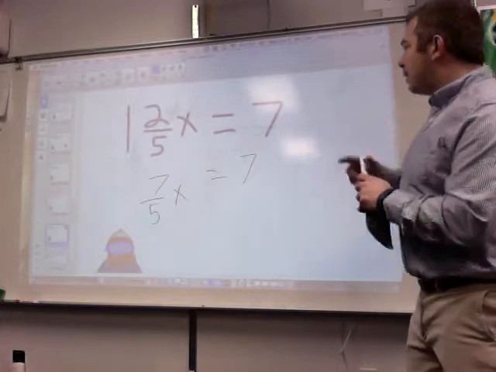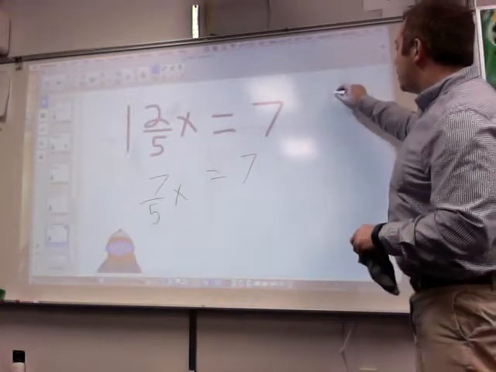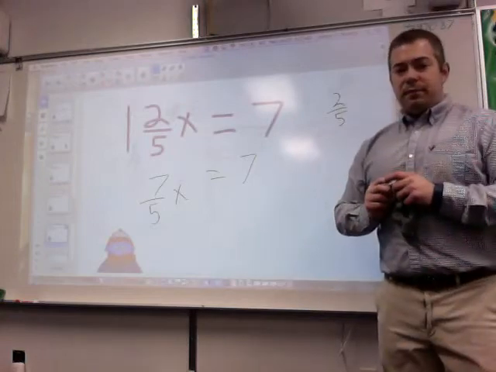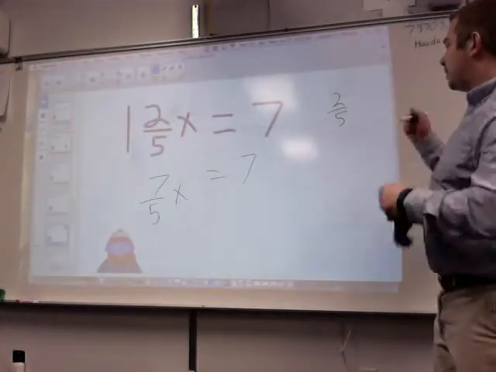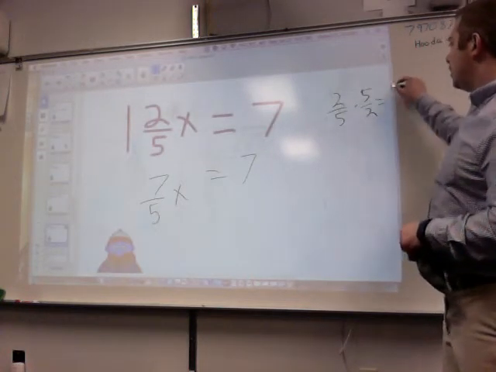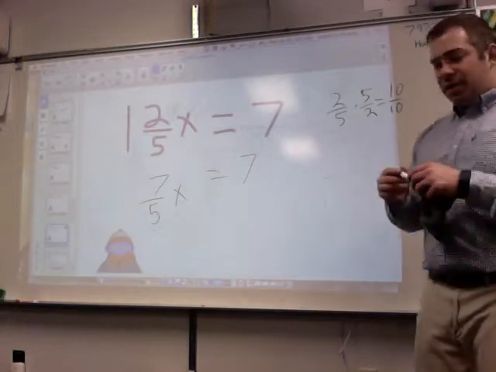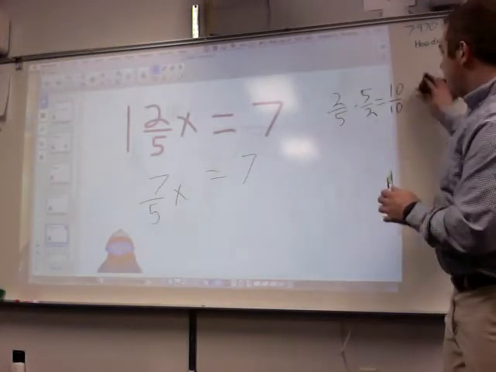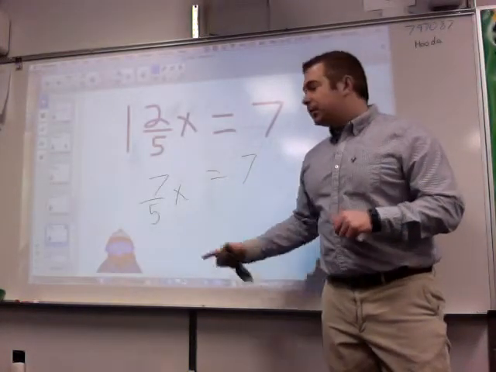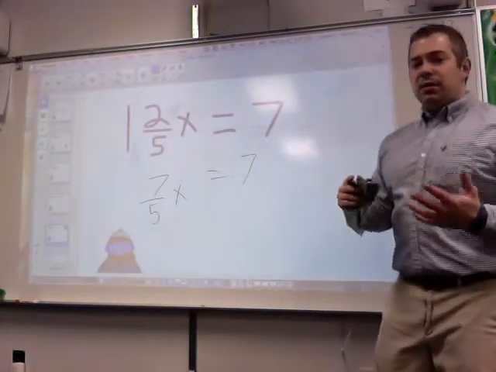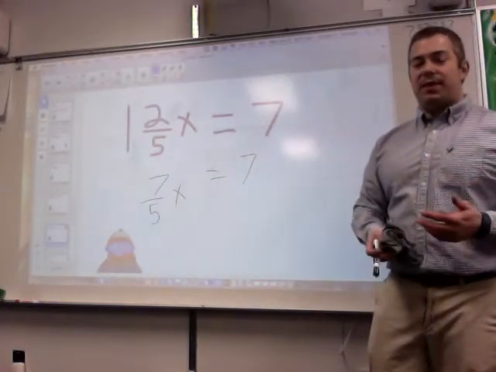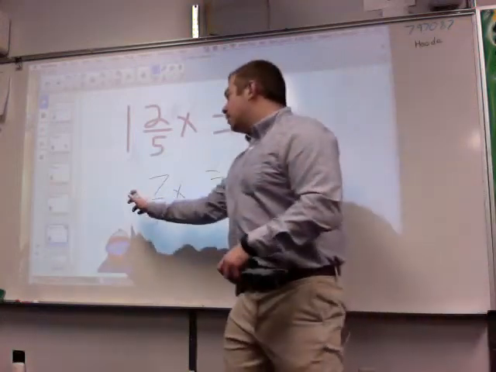So let me give you a little example up here. Let's say, how do I turn 2/5 into 1? Well, you multiply 2/5 by its inverse. So 2/5 times 5/2 equals 10 over 10, which equals 1. All right, so we need to turn 7/5 into 1. So it would be 1x. So instead of dividing them, I'm going to actually multiply both sides by the inverse of 7/5. What's the inverse of 7/5? Well, it's 5/7.